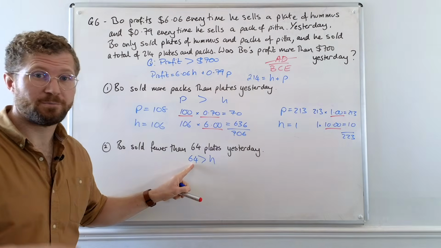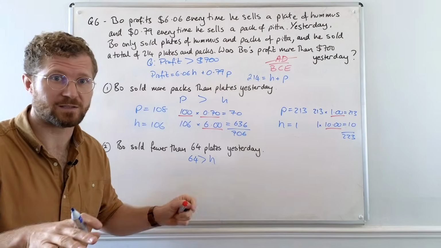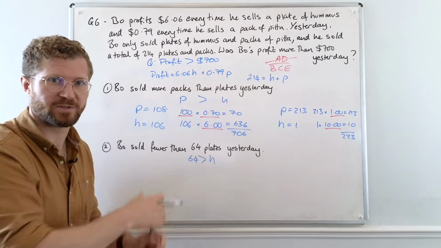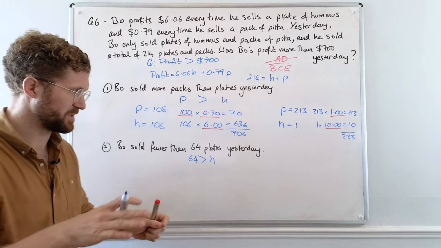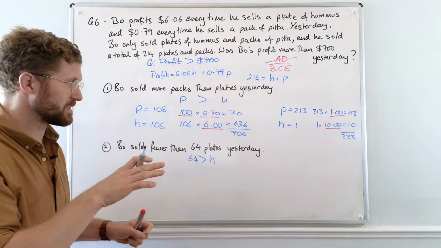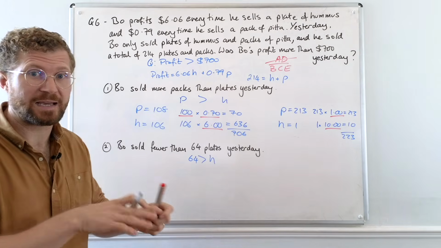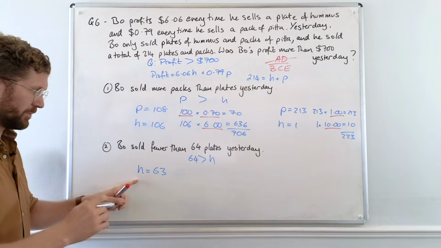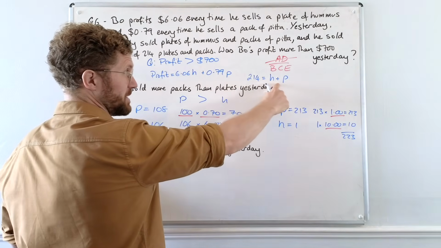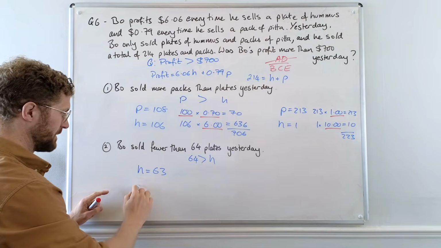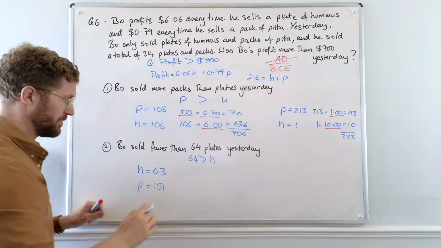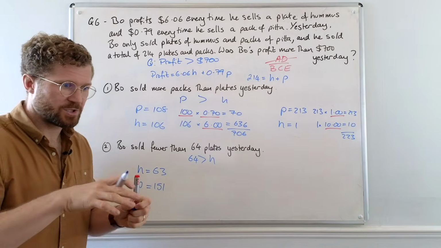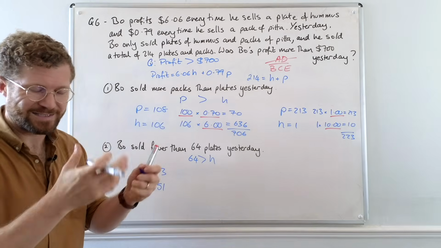Let's make H as big as possible, and if that is still under 700, then every value of H that satisfies statement 2 will be under 700, and statement 2 will be sufficient. So the biggest H can be, and still be less than 64, is when H is 63. And when H is 63, in order to make H plus P equal 214, then P will need to be 151.